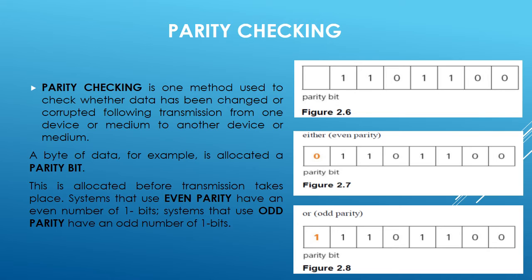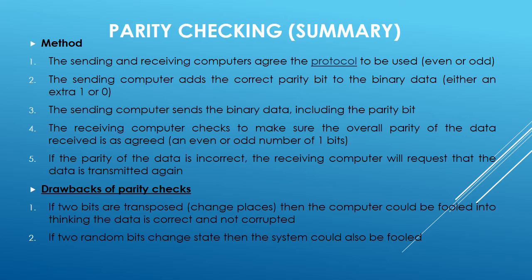While in the odd parity case, you need to see that the number of ones needs to be odd. If there are 2 ones, 4 ones, 6 ones, or 8 ones, then you will be putting 0. Otherwise, you will be putting 1 as a parity bit. Hope you understand the concept of parity bit, even parity or odd parity. At a time, you cannot apply both; you will be following the rule of either even parity or odd parity to transmit 1 byte of data.